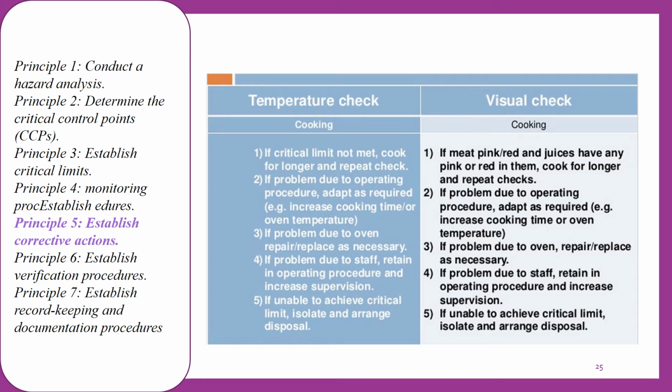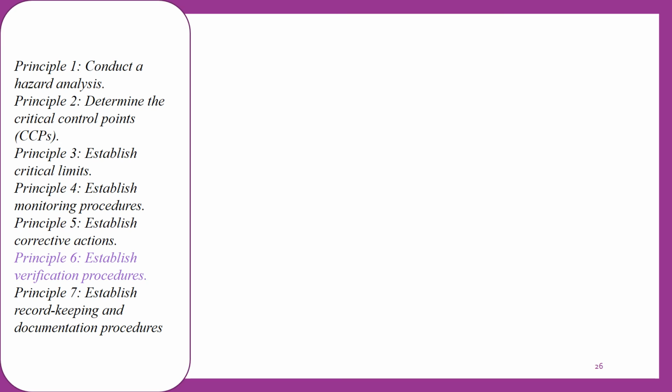If the problem occurs due to the oven, then it should be repaired or replaced as necessary. If the problem is due to the staff, then the operating procedures and other processes require a lot of supervision. If one is unable to achieve the critical limit, then that process should be isolated. The meat should be isolated and disposal should be arranged.